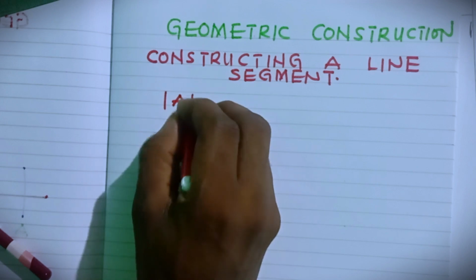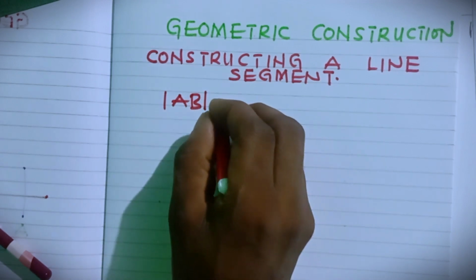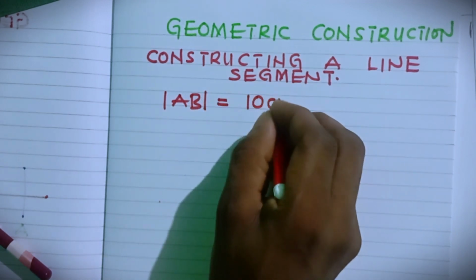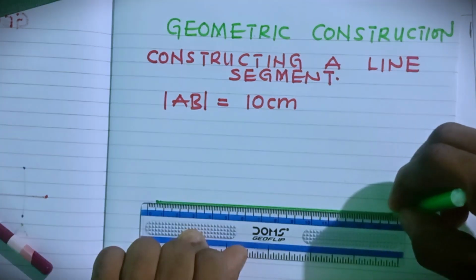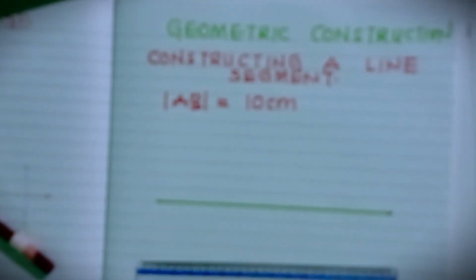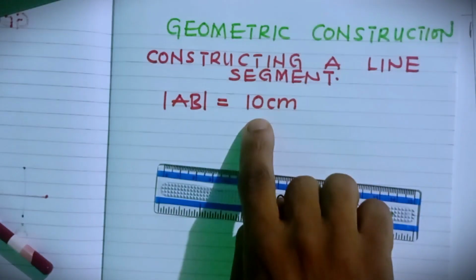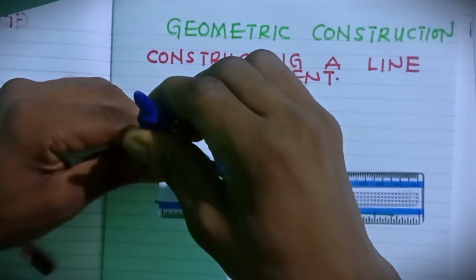So let's say you're asked to draw a line segment AB. The magnitude of line AB is equal to 10 centimeters. You take your ruler, then you draw a straight line. So this is my straight line. Take your compass, measure 10 centimeters. Start from 0 and at 10.